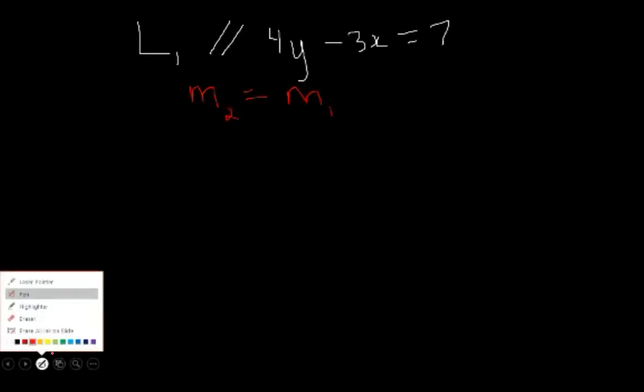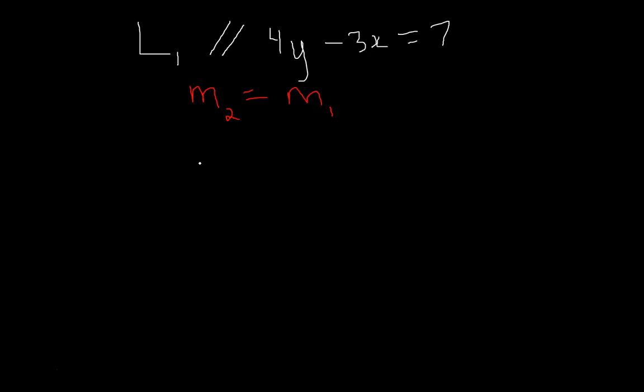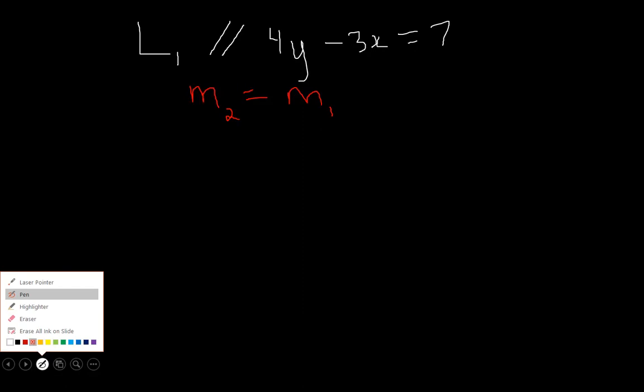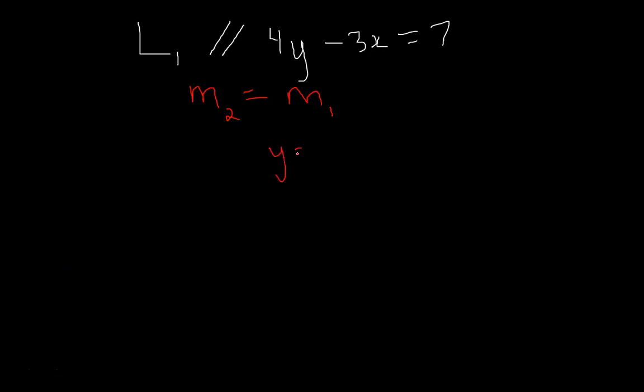So the first thing I want to do is find what M1 is. I want to find the gradient of this line. But I can't find the gradient if it's in that form. I need to make sure it's in the form y is equal to mx plus c. Knowing this, what is y equal to? Anybody? Tell me what's y.